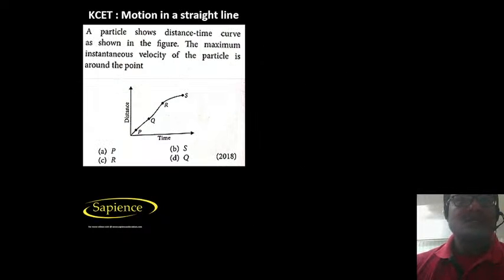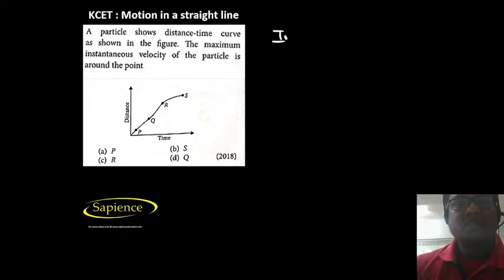Then it is told here that a particle shows the distance time curve as shown in the figure. The maximum instantaneous velocity of the particle is around which point? The particle shows a distance time graph. Okay, the maximum instantaneous velocity.